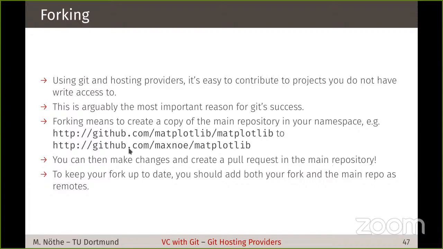from my forked repository. And this is arguably the most important feature and the reason why Git is so successful, because it's such an easy way to contribute to every project that's on GitHub. Using this mechanism, you don't need to ask permission first to get write access, and the maintainers don't need to give you write access to the full repository. You can just create a copy, make your changes in your own copy, and then propose the maintainers of the software you want to contribute to that they merge your changes into their main branch.